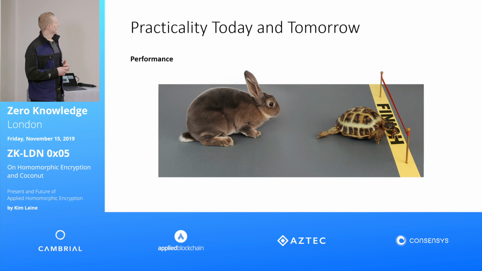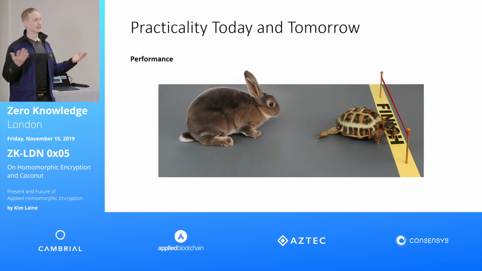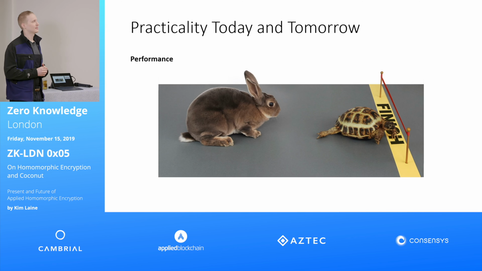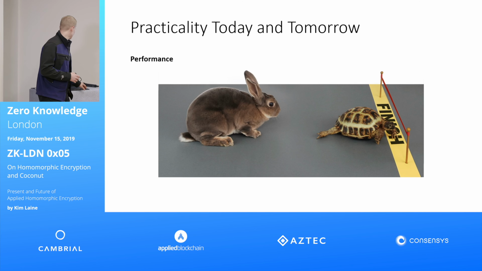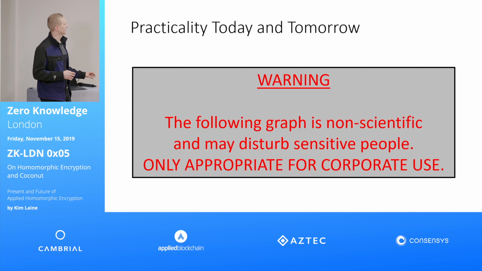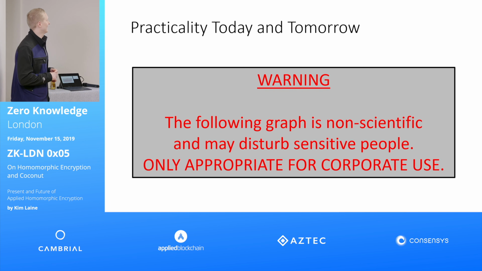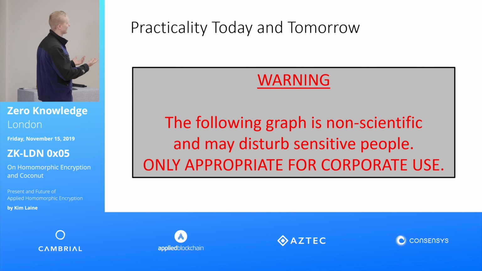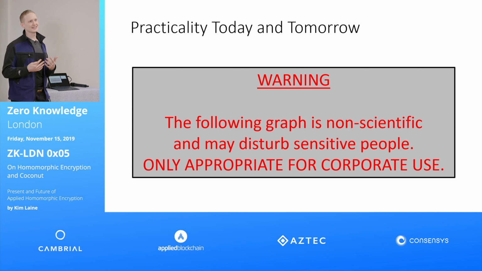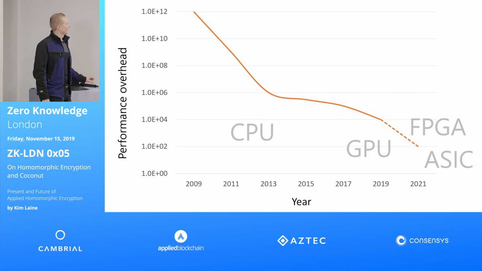So, practicality. If you've heard anything about homomorphic encryption, I think it's pretty common that you would have heard that it's really slow and unusable. This is because of something that I'm going to show you soon. But here's a little warning. If you're a very sensitive person and you get easily offended or annoyed, just don't listen and don't look.